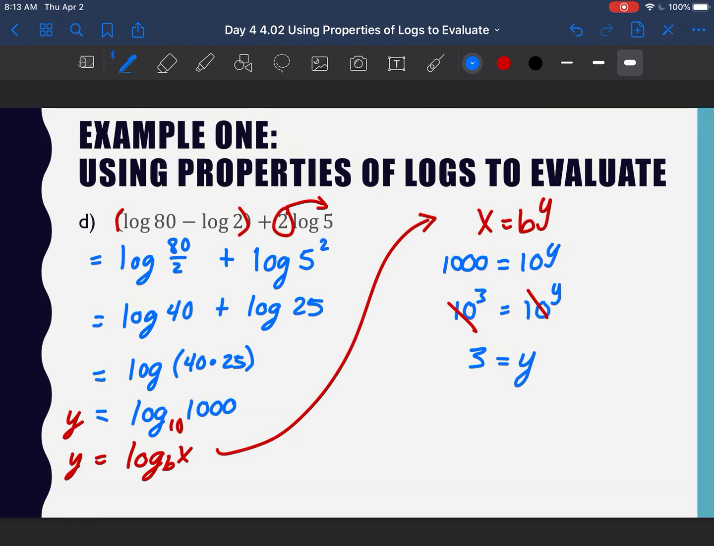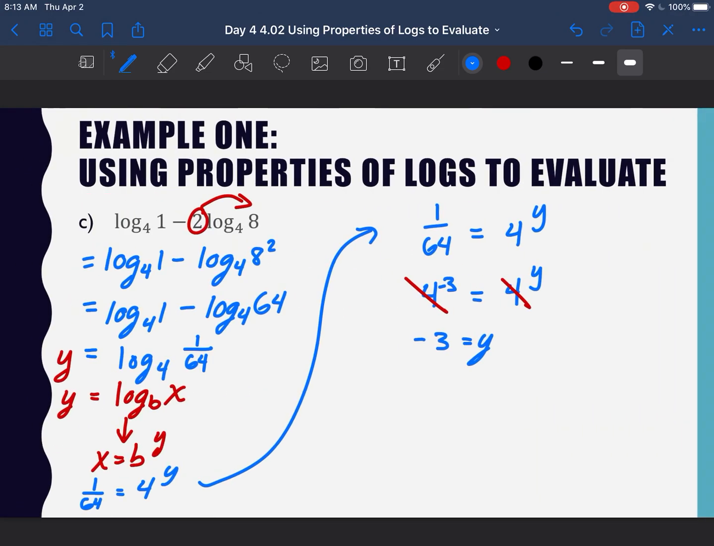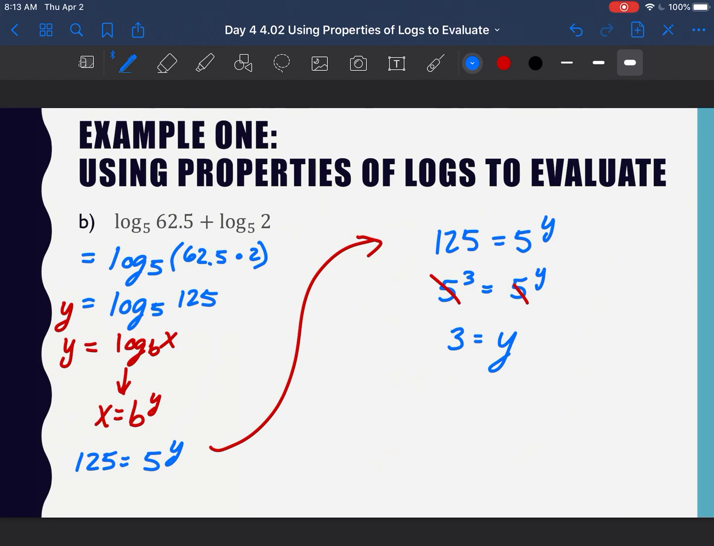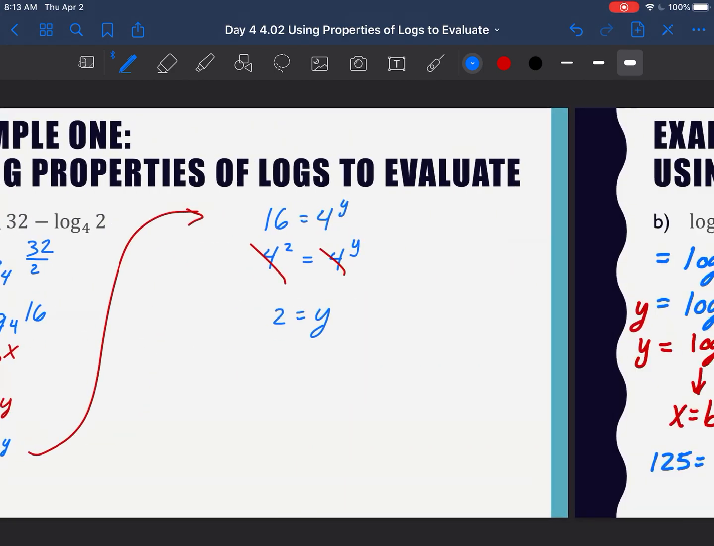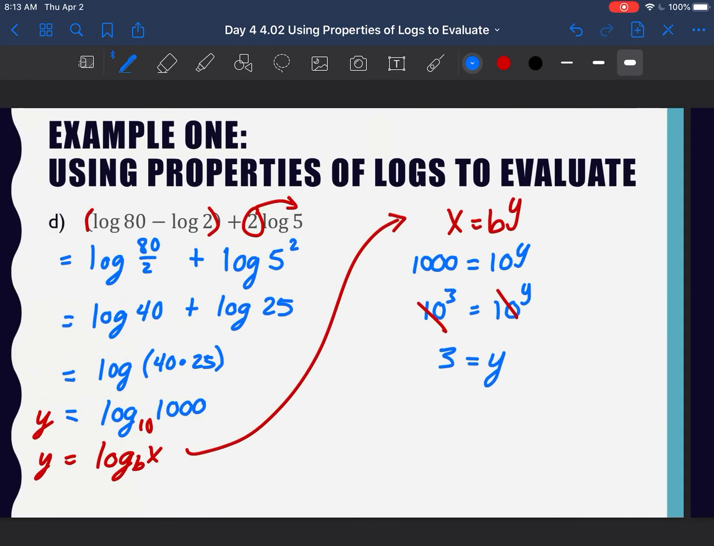Did I make 3 the answer for all of these by accident? This one's 3, last one's negative 3, 3, that first one was 2. I did not do that on purpose.